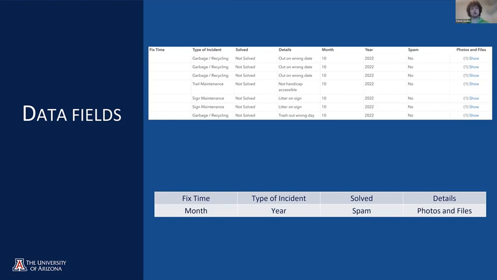I have whether or not the problem is solved, a Boolean field. Details is a 1,000 character string field in which you can put in additional information. Month and year is the month and year of the reported incident type. Spam is whether this information is considered just random information or actually meaningful information. And then photos, three different photos can be uploaded to supply further detail.